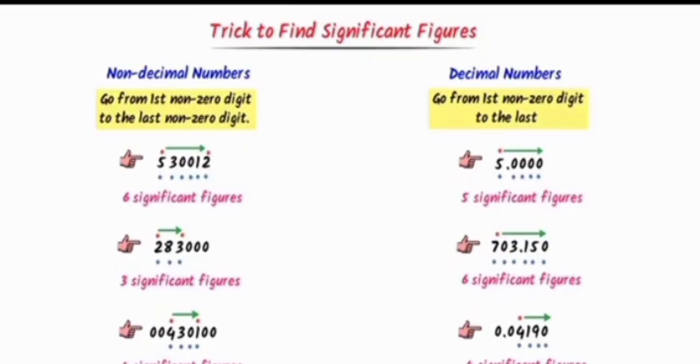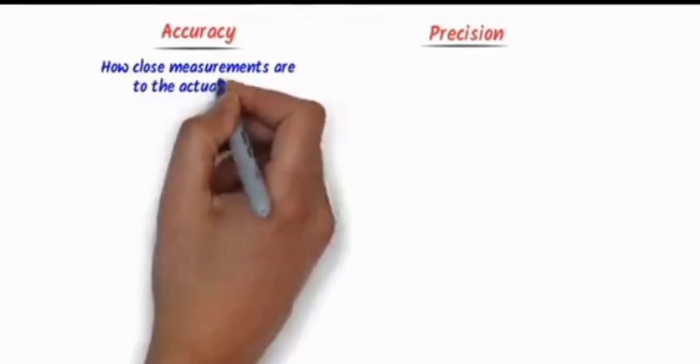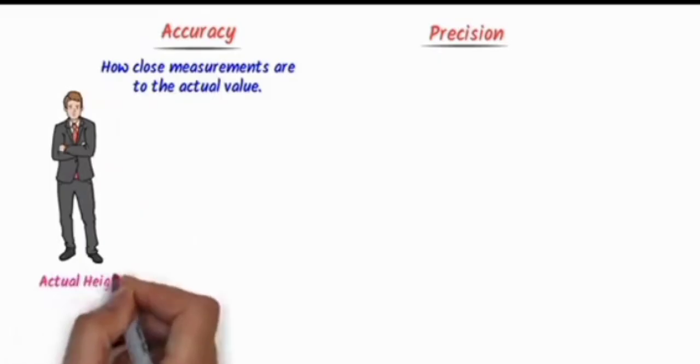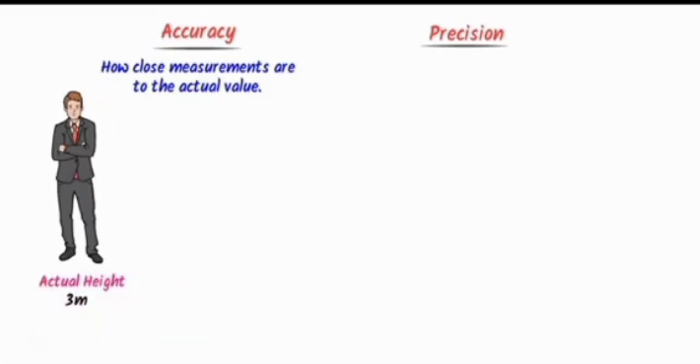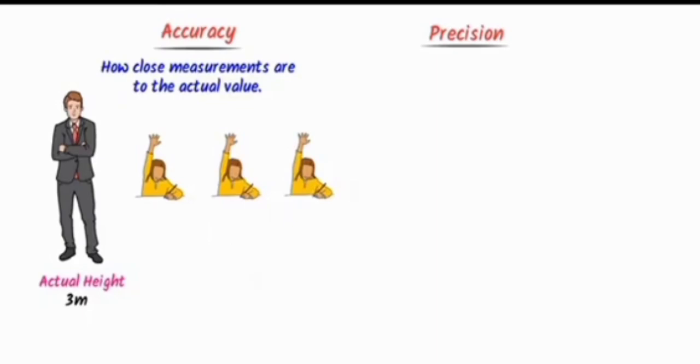Now we will learn the important concept of accuracy and precision. Accuracy means how close a measurement is to the actual value. For example, consider this man. Let the actual height of this man be 3 meters. Here are these 3 students. I ask them to find the height of this man.